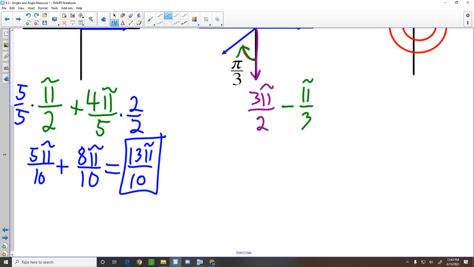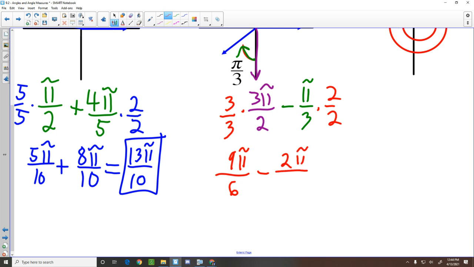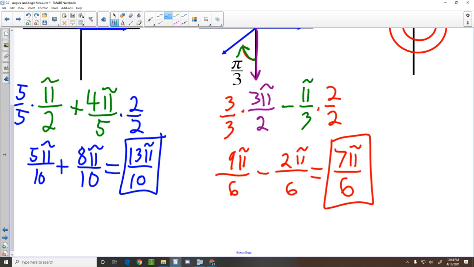All right, now I've got 2 different denominators. What's the LCM of 2 and 3? 6. Let's make those both 6s on the bottom. I'll multiply the left one by 3 over 3 and the right one by 2 over 2. It's going to give us 9 pi over 6 minus 2 pi over 6. So both fractions are over 6 at this point. What's 9 minus 2? 7. 7 pi over 6.